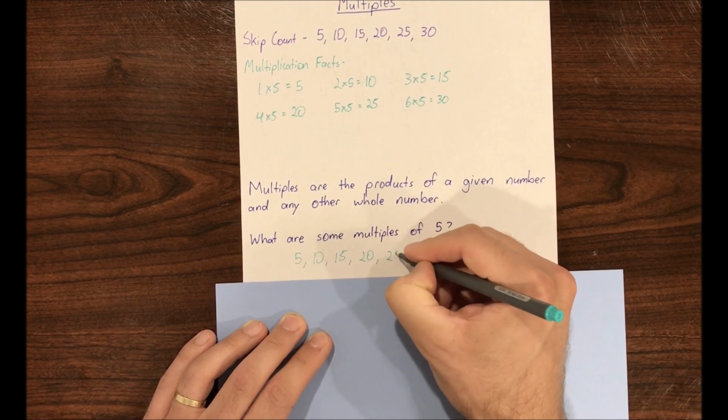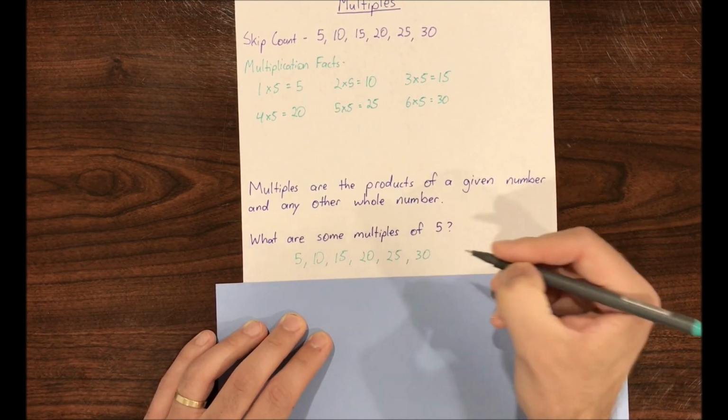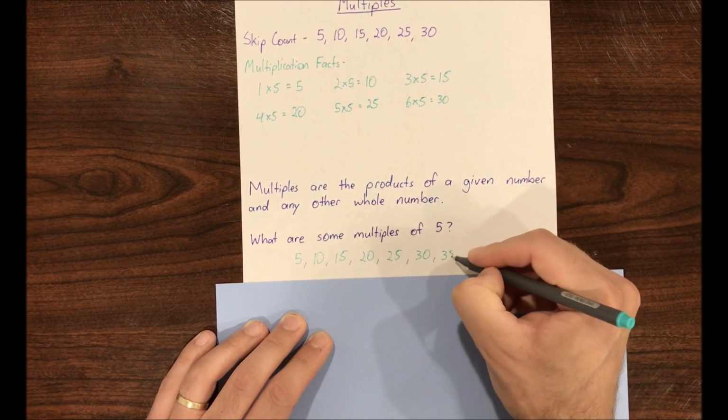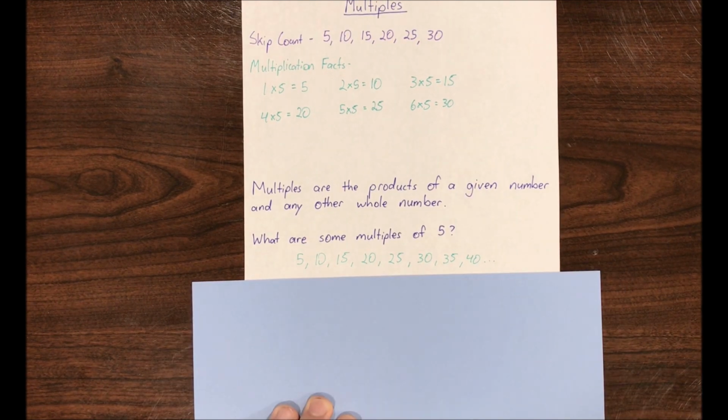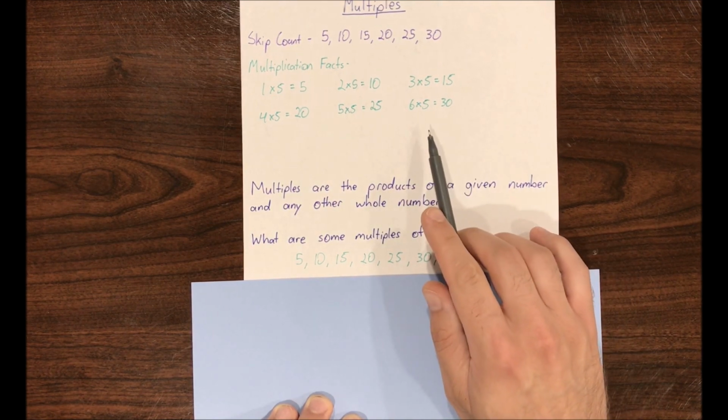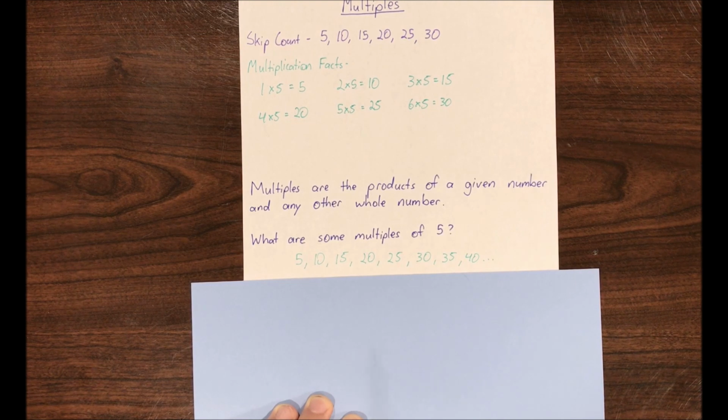Right, you probably said 5, 10, 15, 20, 25, 30, and you could keep going, right? 35, 40, and on and on. But how do you know these are all multiples of 5? Say it out loud. Yeah, they are multiples of 5 because they are the products of 5 and another number. All right, go ahead and click on the arrow to move to the next slide.